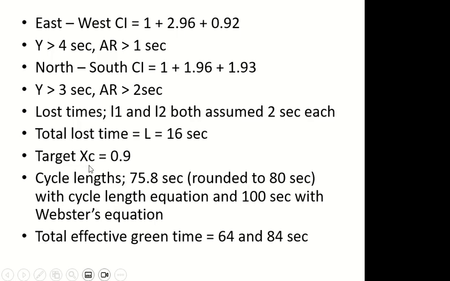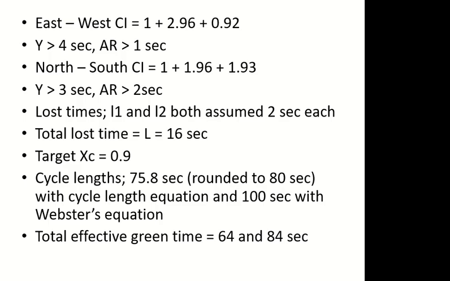Then the target V by C ratio. We have to select it. It has a range. It should not be more than 0.95, and it can be between 0.85 and 0.95. In some cases, you may take it to be even 0.8 as well, but in most cases the range is 0.85 to 0.95. So we are targeting a V by C ratio of 0.9.